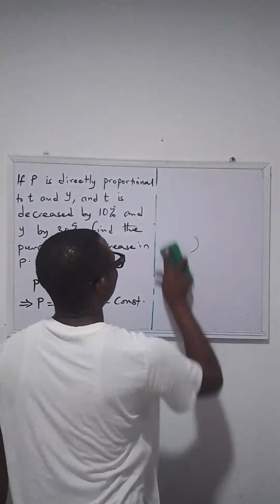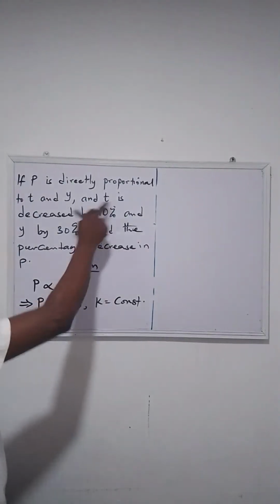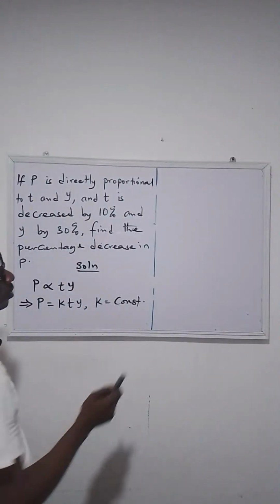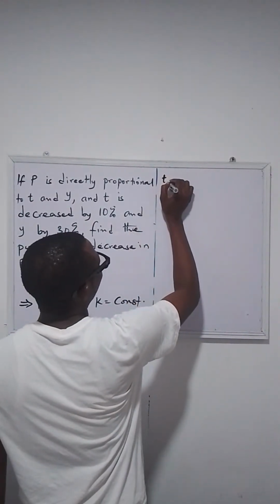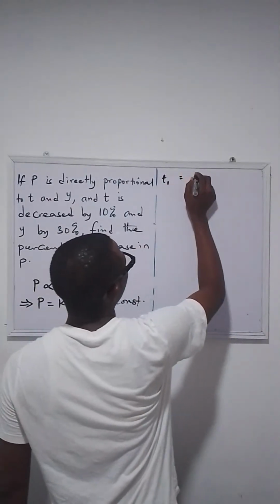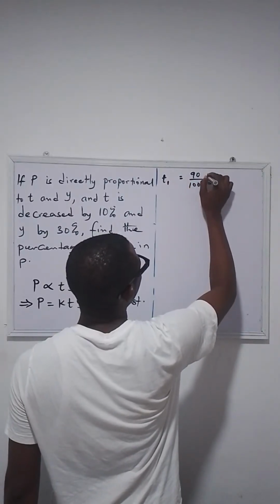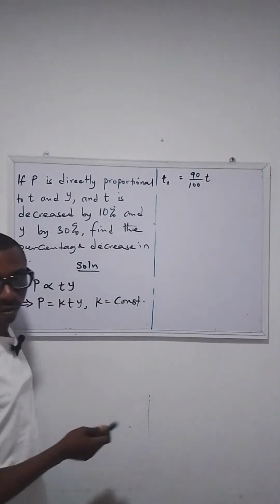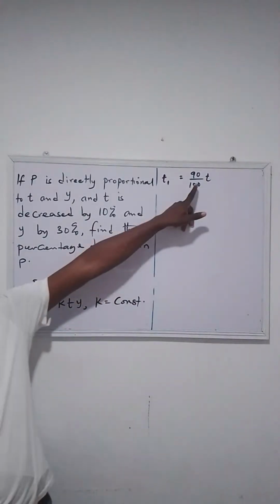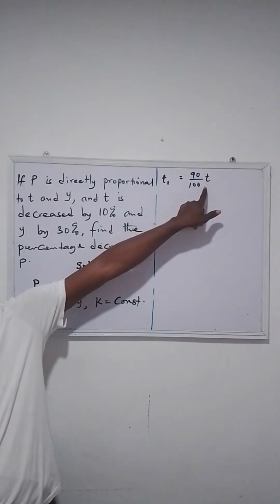So in this case, we are told that T is decreased by 10%. So let's call it T1 rather: T1 will be 90 over 100 of T. That means T is no longer complete, it has been reduced by 10%, and this is what it means to be reduced by 10%.